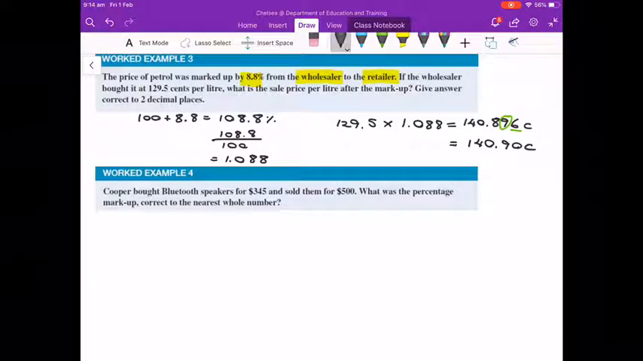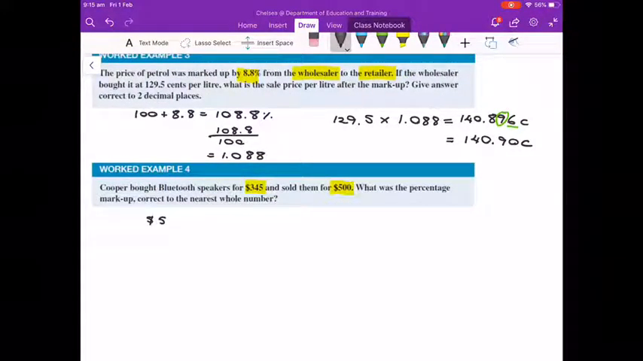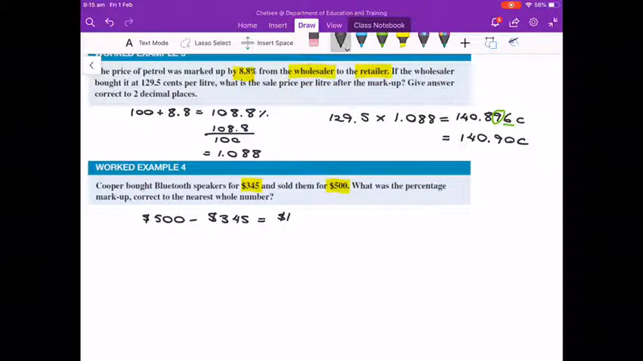Next question. Cooper bought Bluetooth speakers for $345 and he sold them for $500. What was the percentage markup? So this is very similar to percentage increase, where the answer is actually a percentage. How we solve it is we find the difference between the two prices. So if he bought them for $345 and he sold them for $500, he's going to make $155 profit.